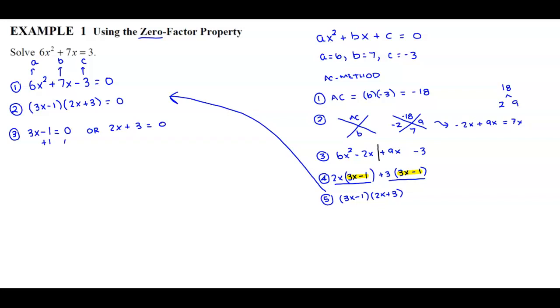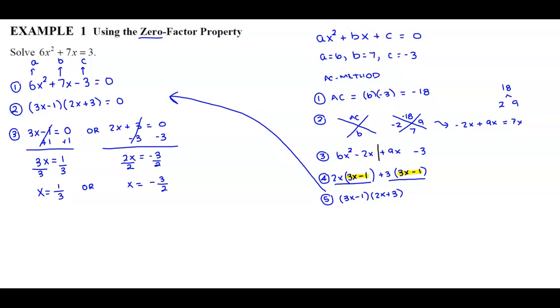So if we add 1 to both sides, we get 3x, which is equal to 1. And then divide both sides by 3. And therefore, we get x equals 1/3. Or, over here, we're going to subtract 3 from both sides. And we get 2x, which is equal to negative 3. Divide both sides by 2. And therefore, x is going to equal negative 3/2.